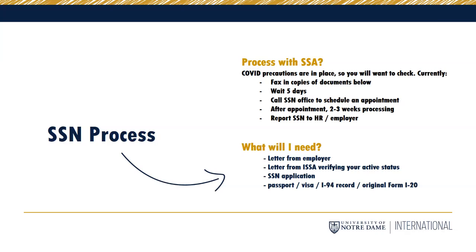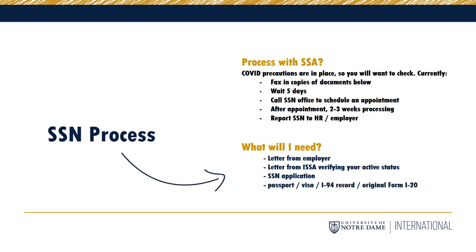So the 2 letters, the application, and the supporting documents are all what you will fax down to the Social Security office. And then once you go for your actual appointments, you will then again take both letters and the Social Security application, but this time physically take your passport book with the visa stamp, your original I-20, and a copy of your I-94 record. And then that's the entire process for the Social Security application.